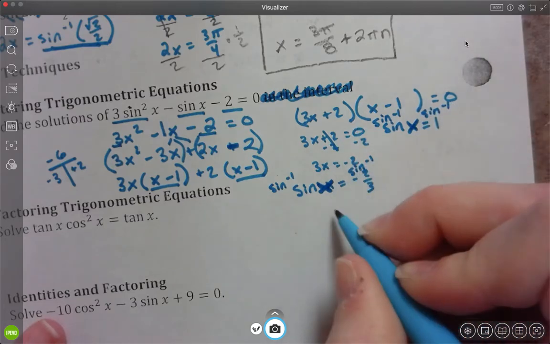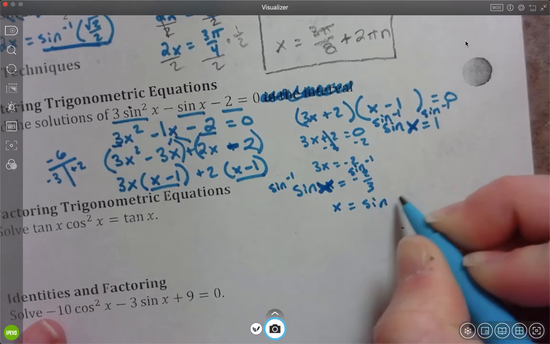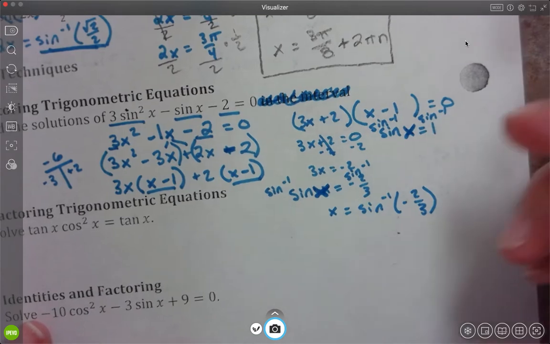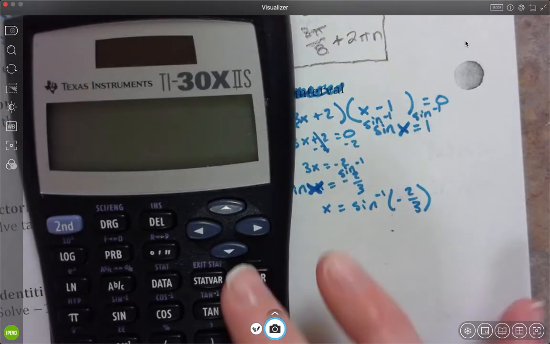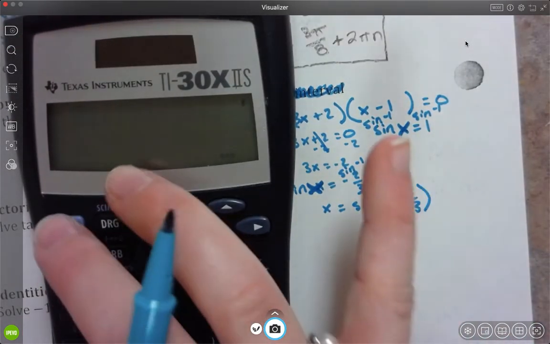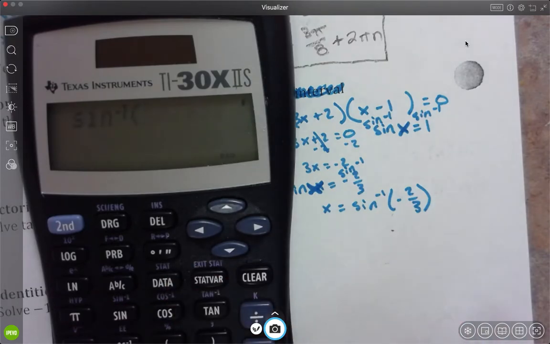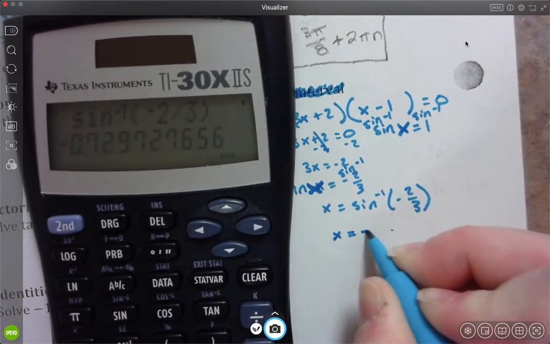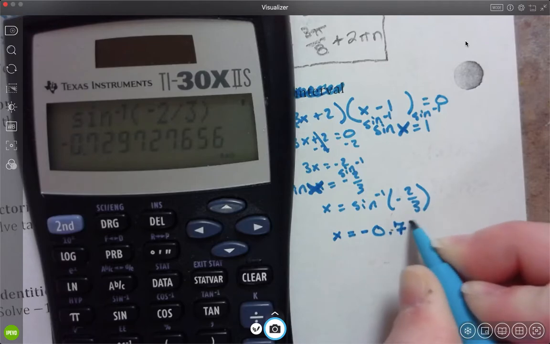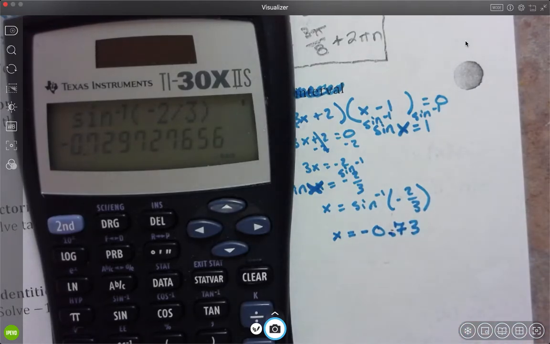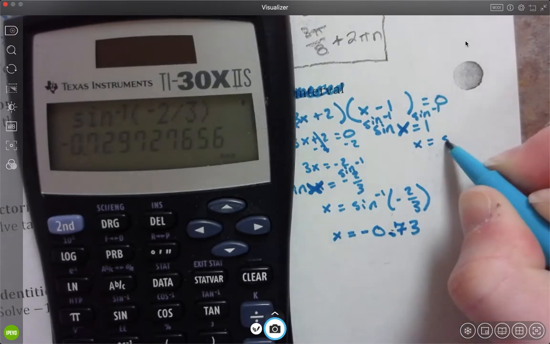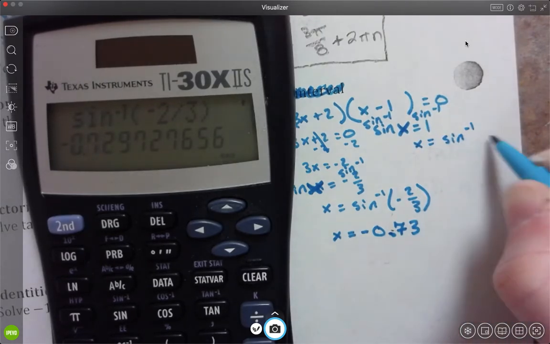And so x equals inverse sine of negative 2/3. Okay, so I'm going to do that one first. In my calculator, I'm going to plug in inverse sine of negative 2/3. That's what he is. And I first get an answer of negative 0.73, let's say.